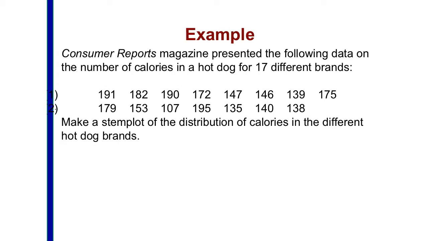All right, for our first example, we have that Consumer Reports magazine presents the following data on the number of calories in a hot dog for 17 different brands. And my slide cut off a few of them. There's 173 and 136. So there we got 17 brands. We're going to make our stem plot.